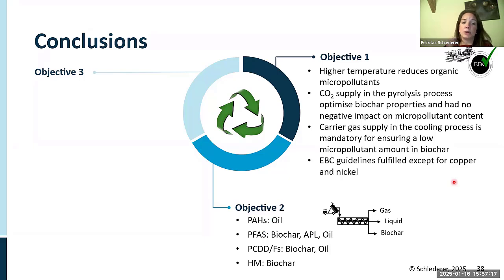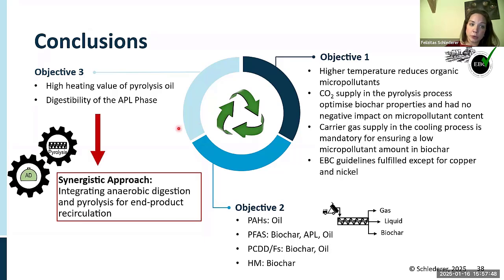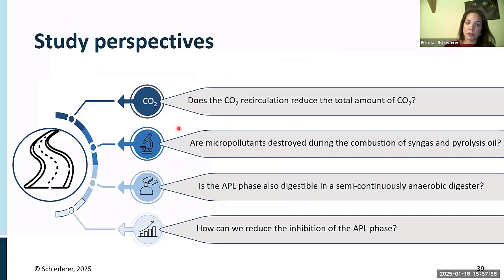Objective 2: polyaromatic components are landing up in the oil fraction, PFAS in the biochar, APL in the oil, dioxin and furans in the biochar and oil, and heavy metals in the biochar. These tests were done at 350 degrees, supporting adding the biochar again in the second pyrolysis stage to reduce PFAS and dioxin and furan concentration. And finally, I showed you possibilities to combine an anaerobic digester with the pyrolysis process based on the properties.